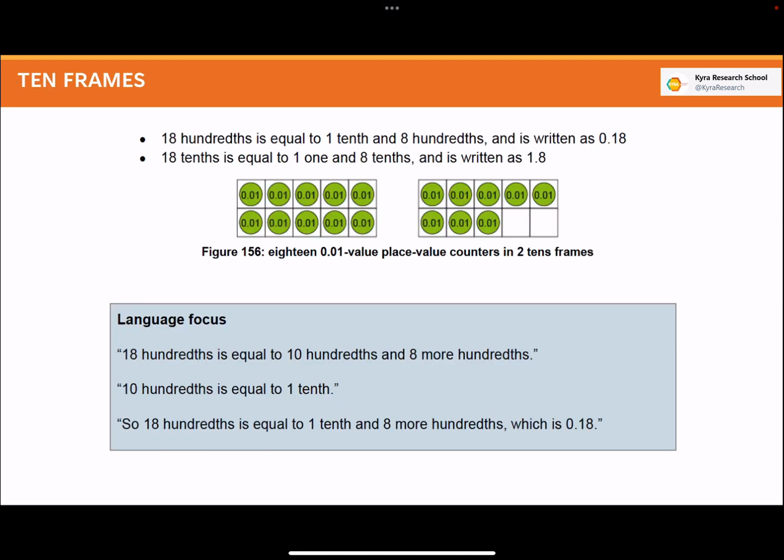Okay. Let's move on again. So still carrying on tens frames. So we talked about tens frames and how important they are in the early years and in Key Stage 1, but actually this is now looking at upper Key Stage 2 here and introducing the idea of hundredths into these.